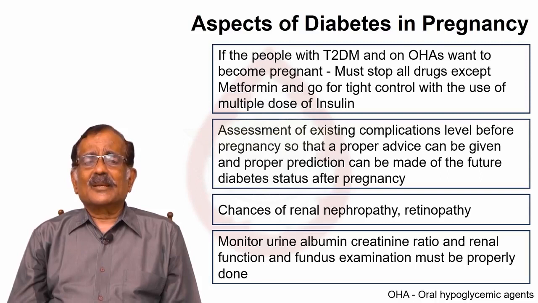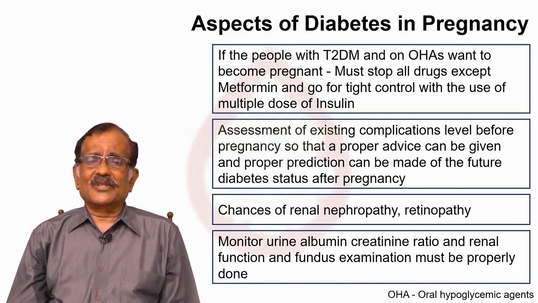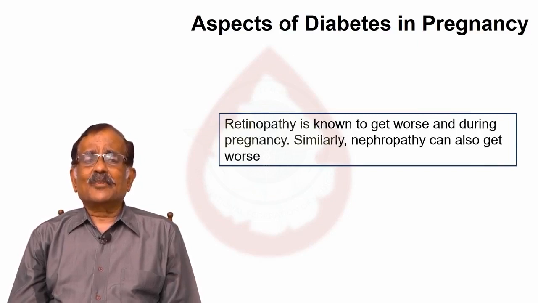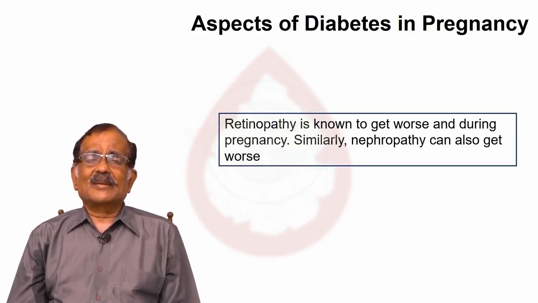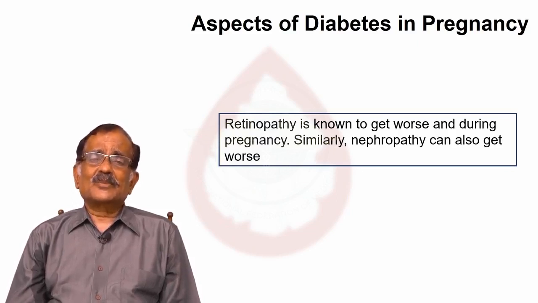This is important because pregnancy is a stressful situation and it will add strain to existing diabetes, and some of the complications can get worsened during the course of pregnancy. For example, retinopathy is known to get worsened during pregnancy. Similarly, nephropathy can also get worsened during pregnancy. So these must be properly discussed with the patient and proper action taken, and they must be properly educated so that they are willing to take up that responsibility or the risk of some worsening of these complications once they want to become pregnant. So this must be the second one, it must be properly controlled.